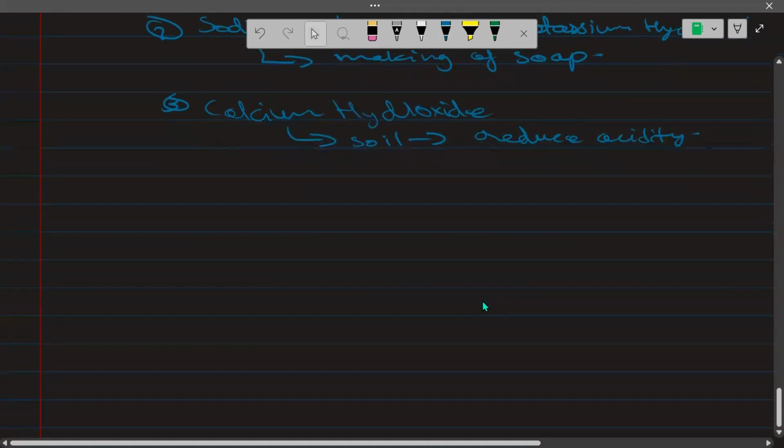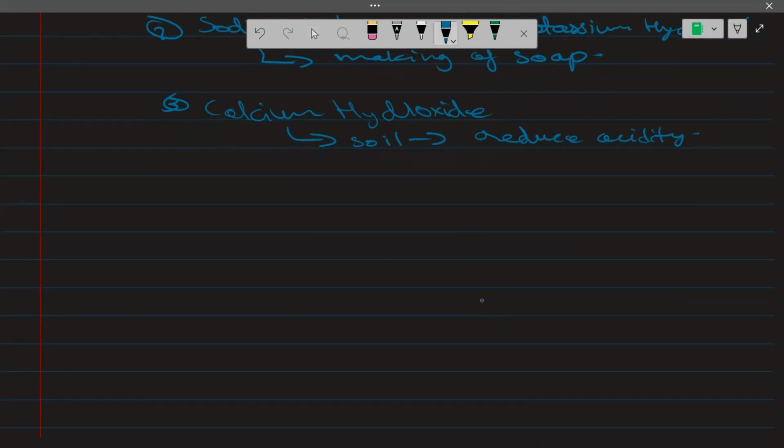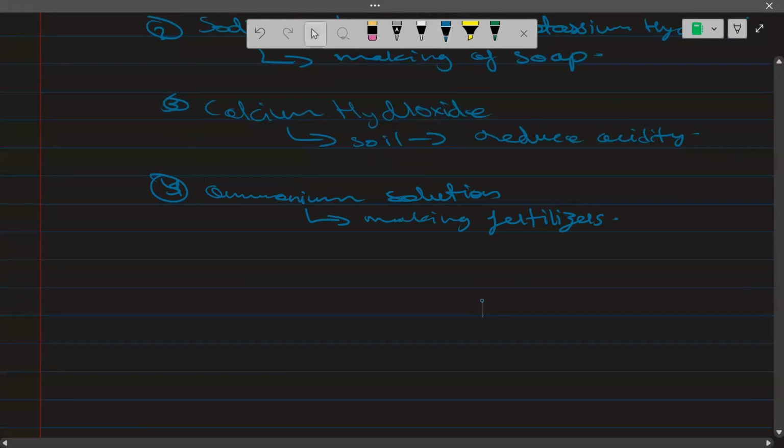Now the other use of a base or alkali is ammonium solution. The fourth use is of ammonium solution. How is it used? It is used for making fertilizers. So these are some of the uses of alkalis.